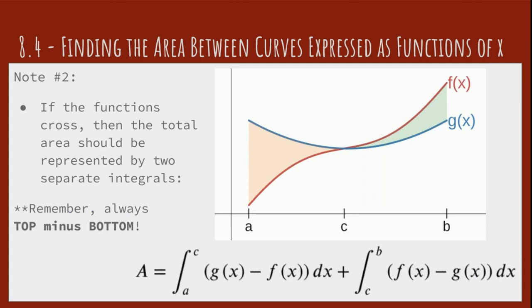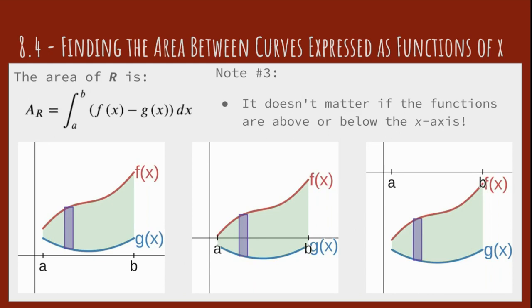and that's going to give us our integrand. Note number two, if the functions cross each other, then the top and the bottom functions are going to change. So in that case, if we need to do top minus bottom, we're going to have to split the integral up at a point. And to find the area of one region, we would do top minus bottom, and the area of another region, also top minus bottom. So you can see here that in this particular setup, g of x is on top for the first interval from a to c, and f of x is on top for the interval from c to b.